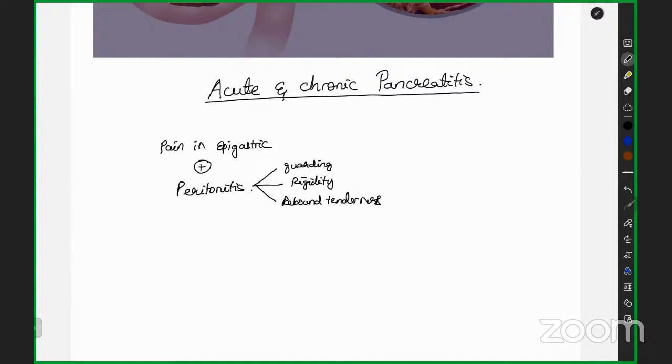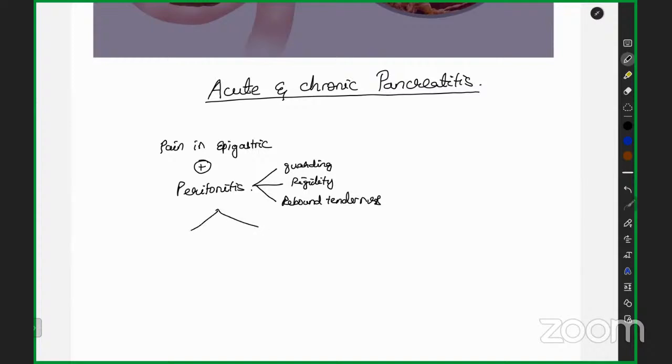Now the patient is coming to you with pain in the epigastric region, and on examination you find guarding, rigidity, and rebound tenderness. Can you tell me the two differentials you will have in your mind? Come on, put it in the chat box. Just give your guess, randomly. There are only two causes when the patient presents with pain in the epigastric region and features of peritonitis. Can you tell me what are the two causes?